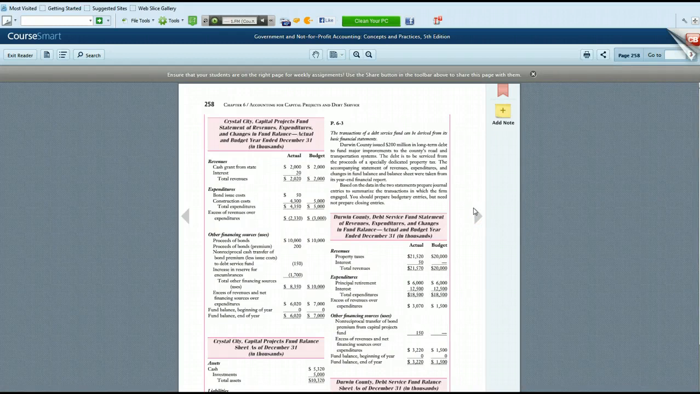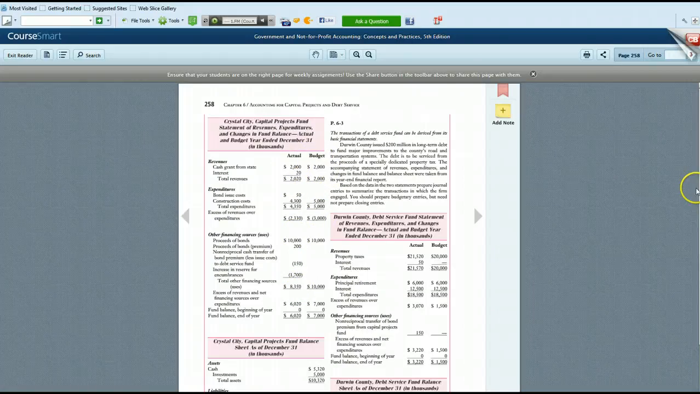Then we've got our proceeds from our bonds of $10 million. We have a premium from the bonds. We then have transferred those bond premiums to the debt service fund. And then we have an increase in reserve for encumbrances that is still outstanding.